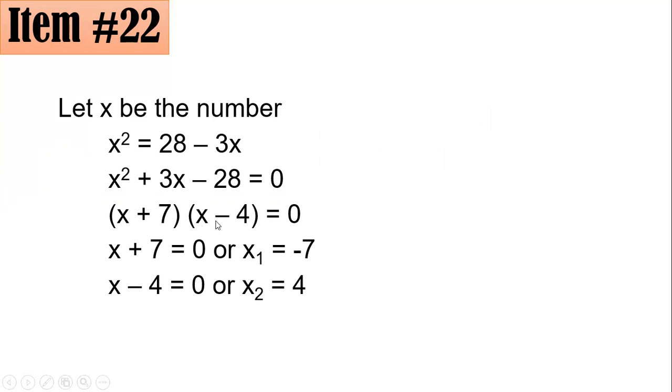And equating each of these to 0 by utilizing the zero property of multiplication, you have x plus 7 equals 0, or that means x sub 1 is negative 7, and x minus 4 equals 0, or x sub 2 is 4. So there are two answers here that satisfy the equation. However, the problem demands that the number we are looking for is negative. Hence, we will answer negative 7, letter A.